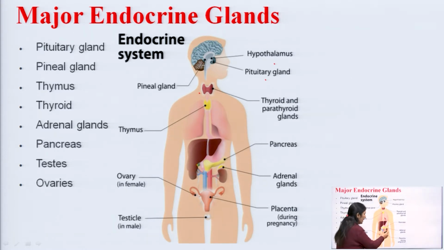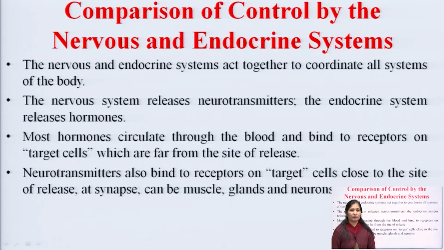Then adrenal glands, which are present above the kidneys, secrete adrenal hormones. The adrenal cortex and adrenal medulla are the parts of the adrenal gland, which secrete corticosteroids. Then ovaries in females and testes in males also produce female and male sex hormones. So, these are the important endocrine glands which secrete hormones in the body.